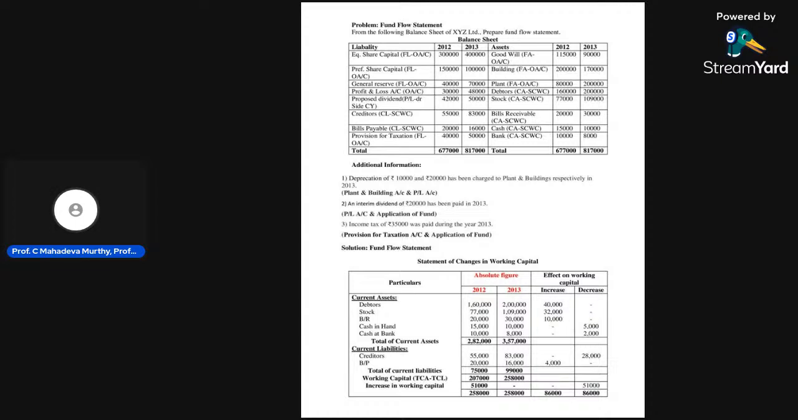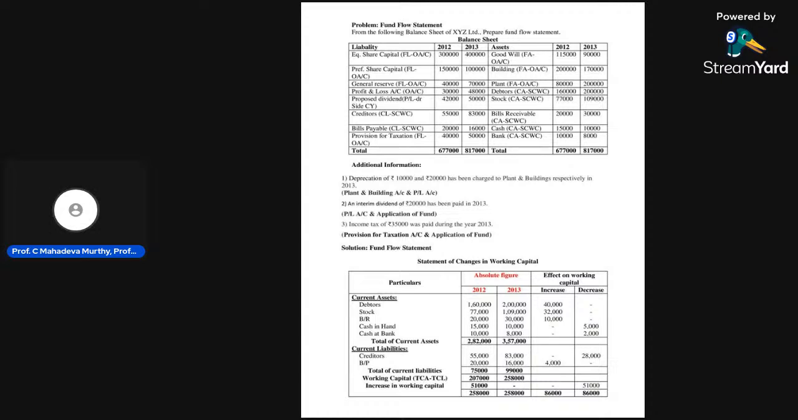Then general reserve, fund flow, open an account. Share premium is nothing but open an account. Then general reserve, fund flow and open an account. Profit and loss account, open an account.